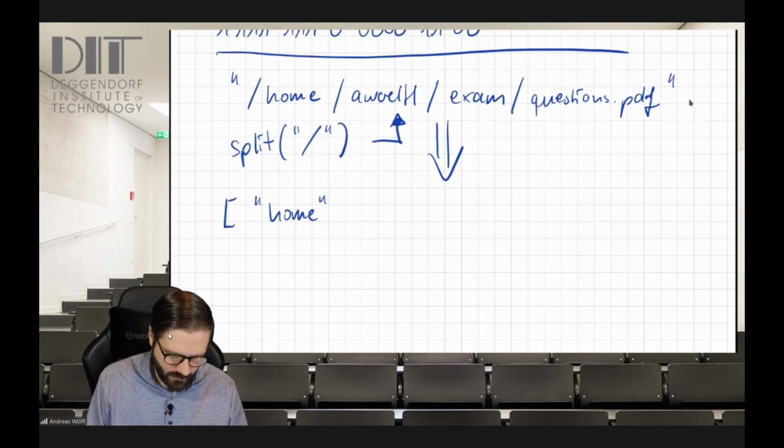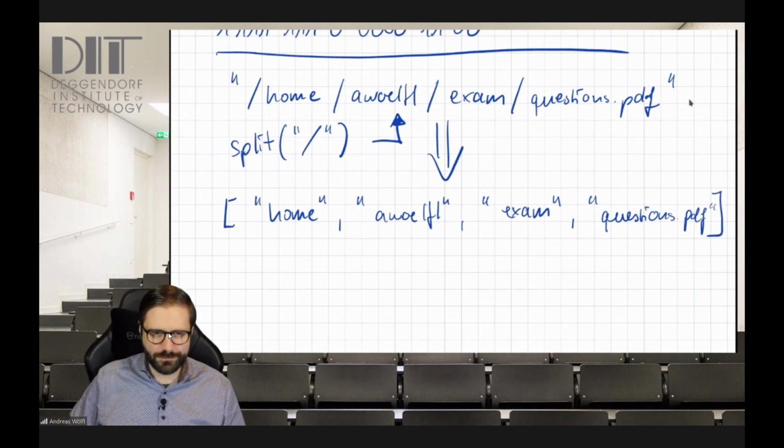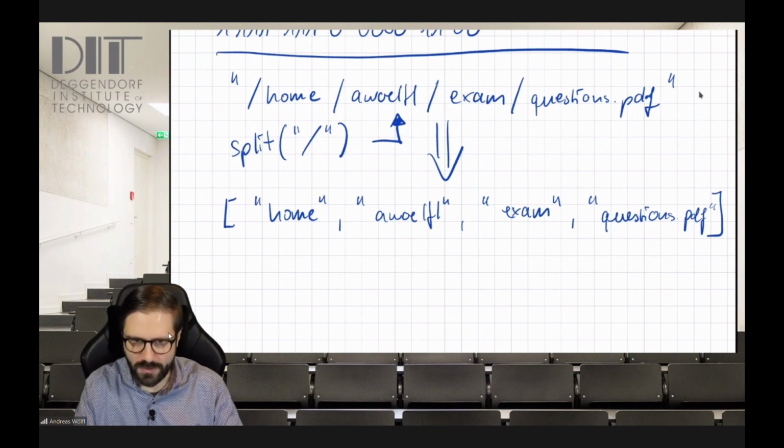So the first element would then be home. Then we would have Wölfe. Then we would have exam. And then we would have questions.pdf. So the split method takes a delimiter value and splits a string up into an array. And the array elements are like the components resulting of the splitting up. This is how the split operation works.